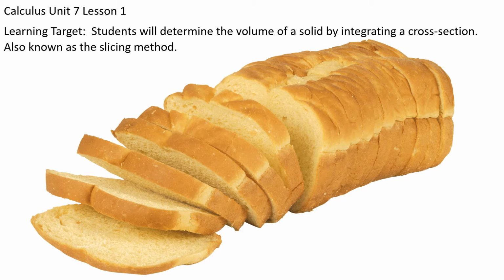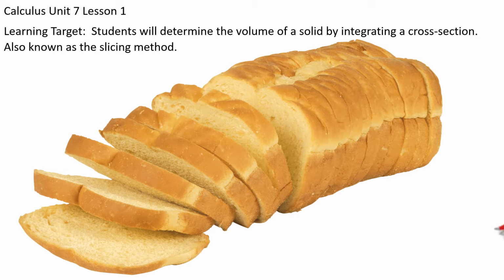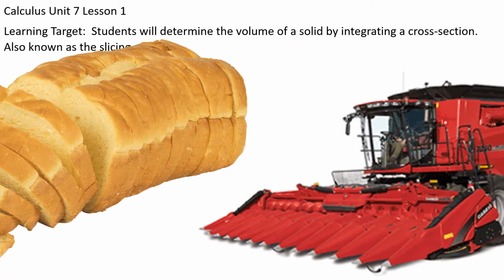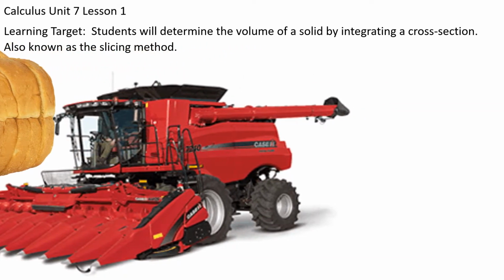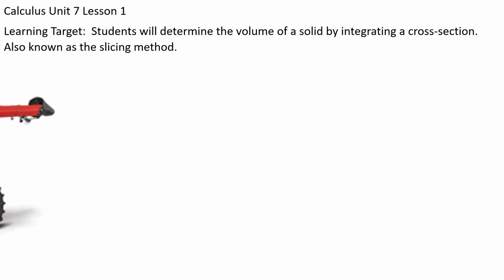But if it was a perfectly uniform loaf of bread, and I can make perfectly identical slices, if I can find the volume of one slice, I can then multiply by the number of slices. All right, so let's harvest some wheat. Let's make some bread. Either that or we'll do some calculus.